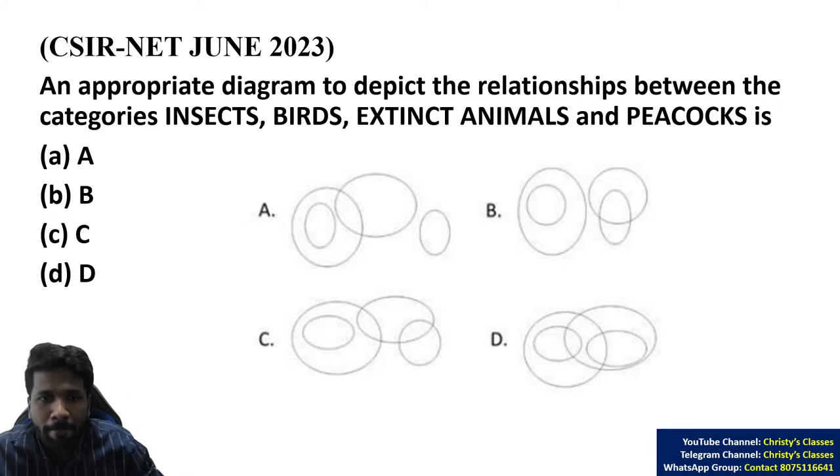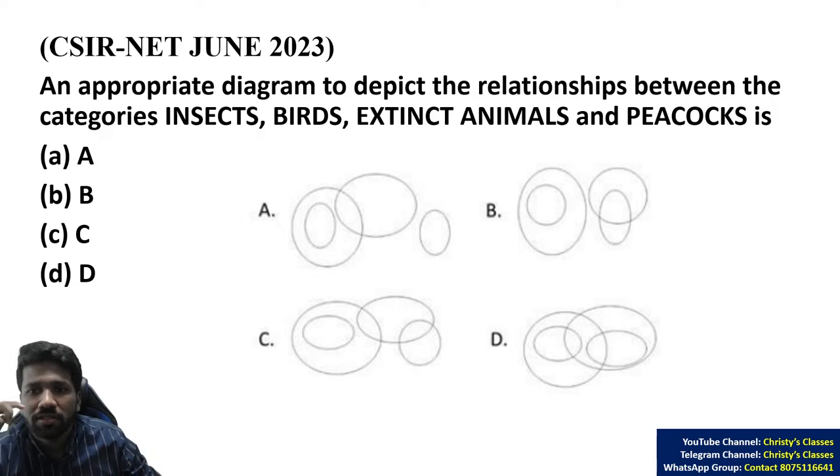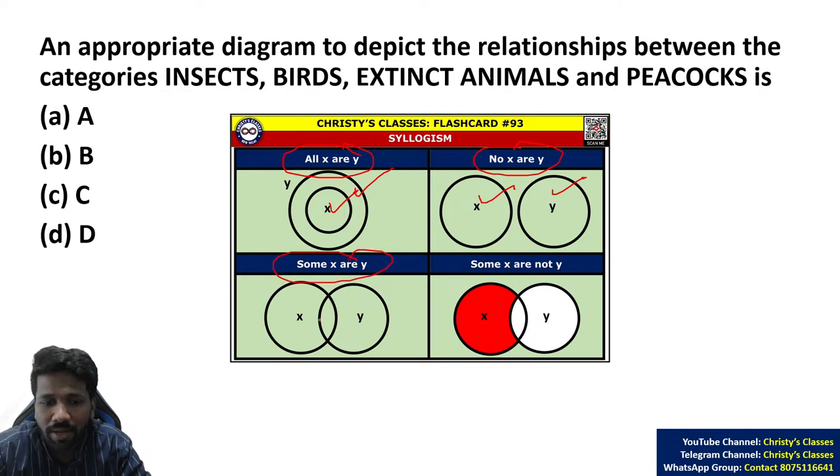Okay, I'll explain. An appropriate diagram to depict the relationship between the categories insects, birds, extinct animals and peacocks. So basically syllogism wale questions mein ye ideas use kar sakte hain. If all x are y, it means x is a subset of y. And if no x are y, it means x and y should be disjoint sets. If some x are y, it means this intersection part.